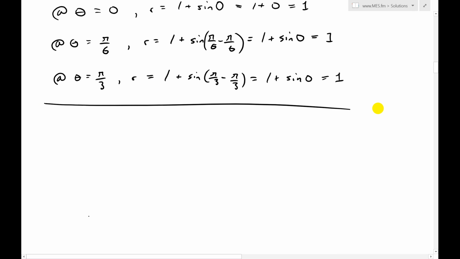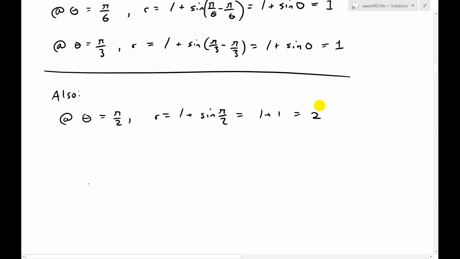So just to illustrate this further, right here at theta equals pi over 2, for the basic one, r equals 1 plus sine theta. Recall that sine pi over 2 is just, well, 1. So recall from my earlier video, that's just equal to 1. So we have 1 plus 1 equals 2, like that.